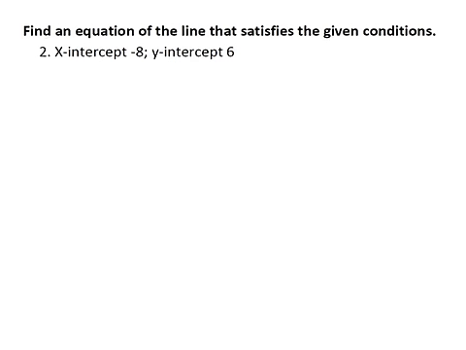Find an equation of the line that satisfies the given conditions. So they tell us that our x-intercept is negative 8. Our y-intercept is 6. I need to write the equation of the line. Well, what are these points? What does the x-intercept mean? The x-intercept is negative 8. Well, if this is where it crosses the x-axis at negative 8, that is when y is 0.